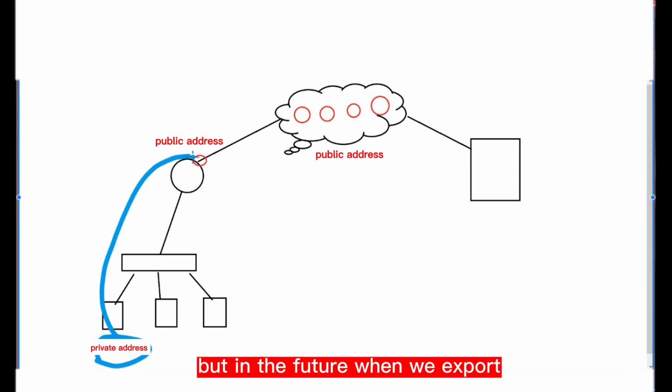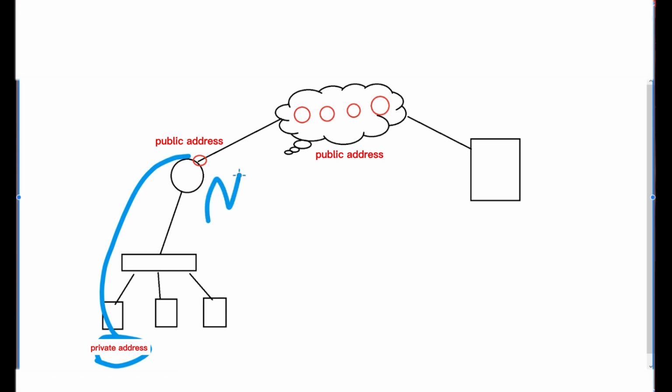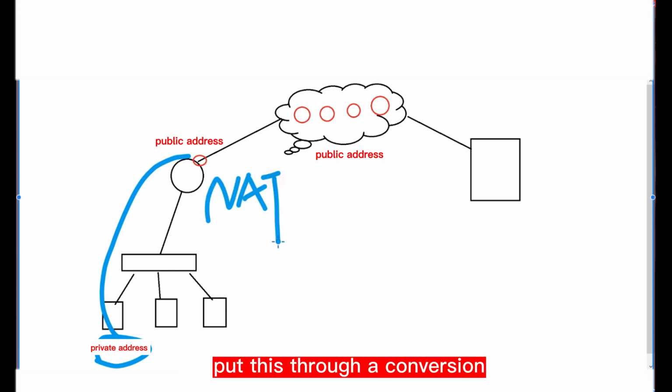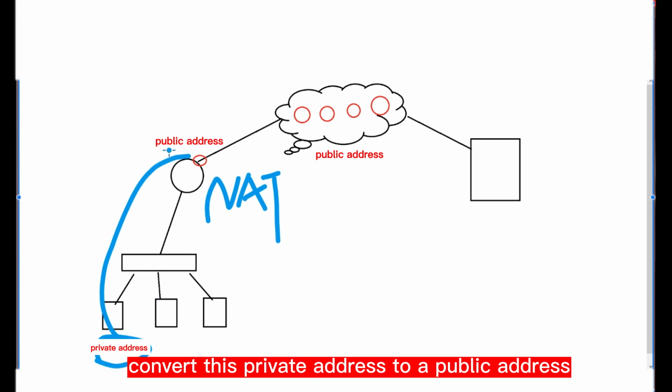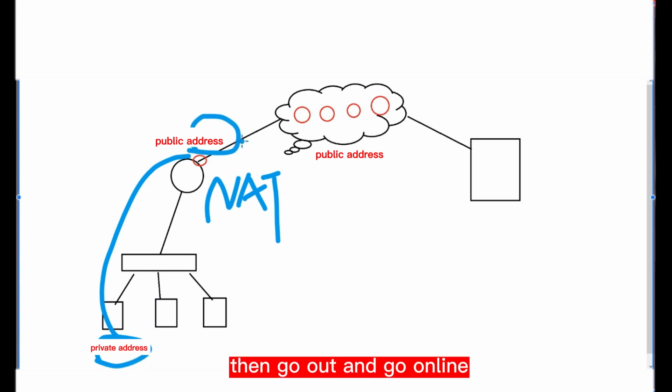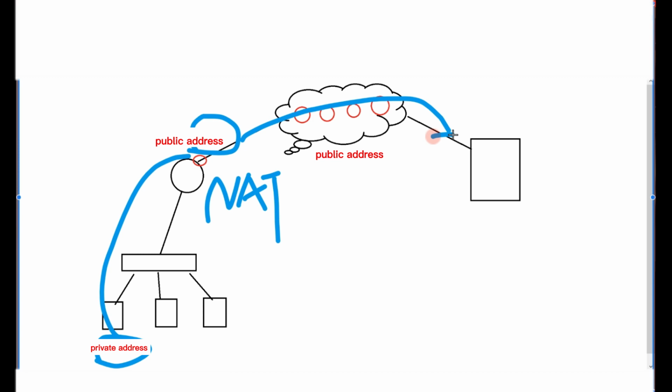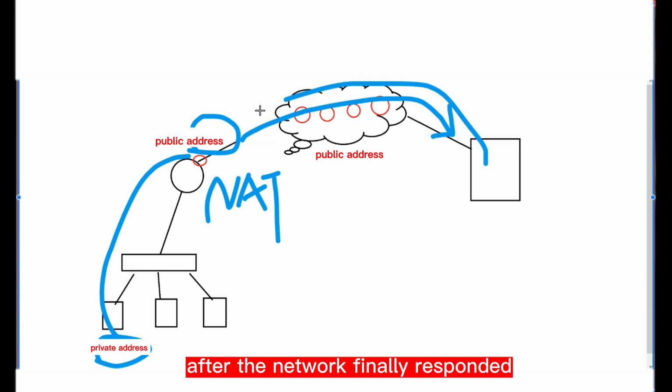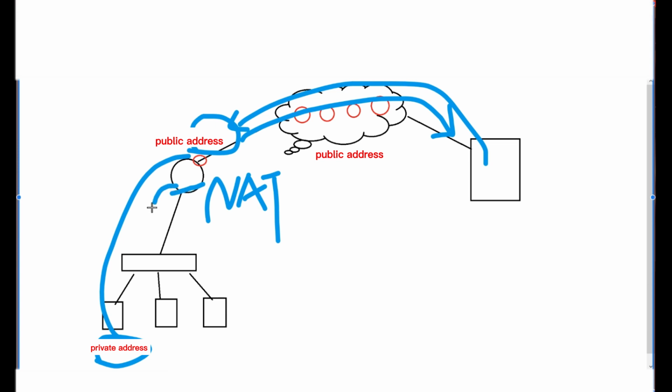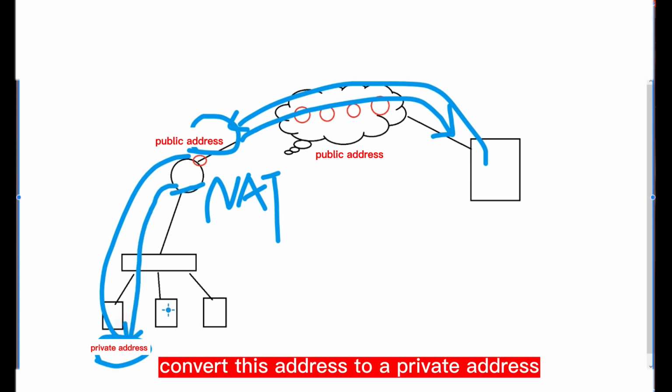But in the future when we export, a technique called NAT can be used. Put this through a conversion. Convert this private address to a public address, then go out and go online. After the network finally responds, the NAT device is configured to convert this address back to a private address.